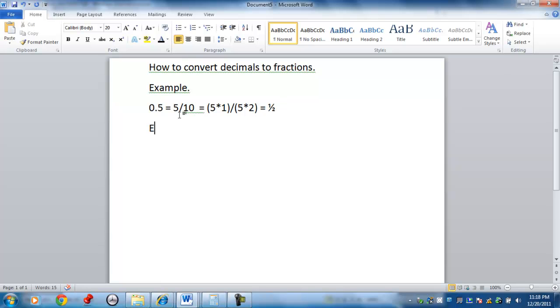Another example. Let's say, for example, you have 0.17. Now, 0.17, okay, the 17 would be the top part of your fraction. Those are the digits after the decimal point. Now you have two digits after the decimal point. The 7 is ending in the hundredths place, so you'd write it as 17 over 100.